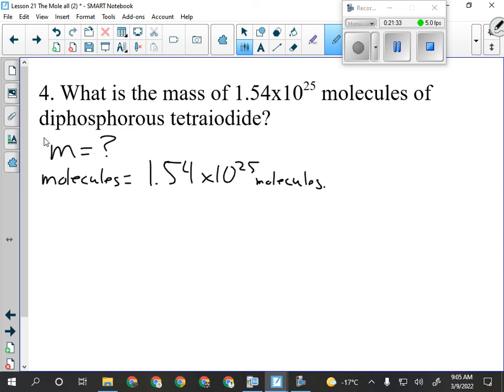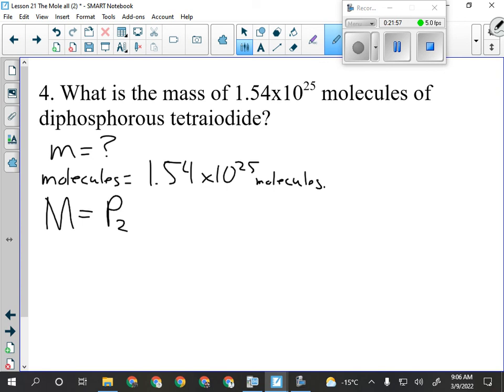Is that more than a mole? It's a lot more than a mole. A mole is times 10 to the 23. This is on a factor of almost 100 times or more than 100 times bigger. And so it's of diphosphorus tetraiodide. So they told me the stuff.